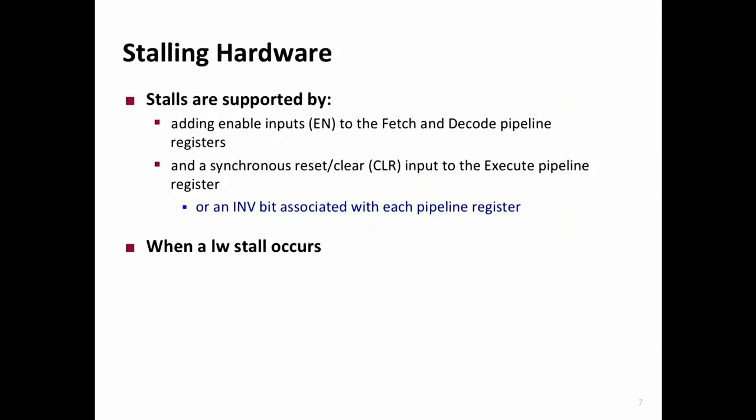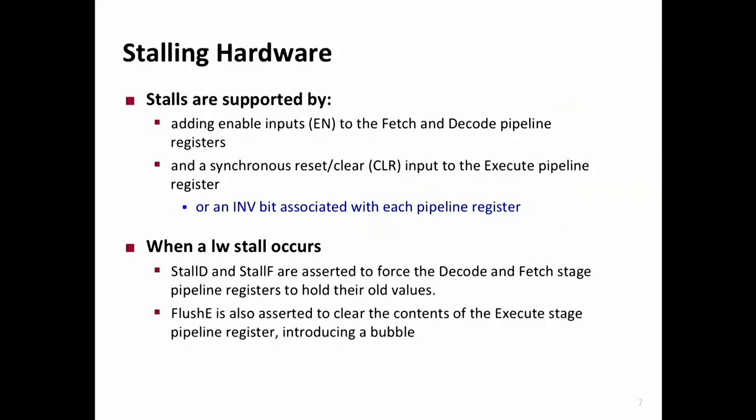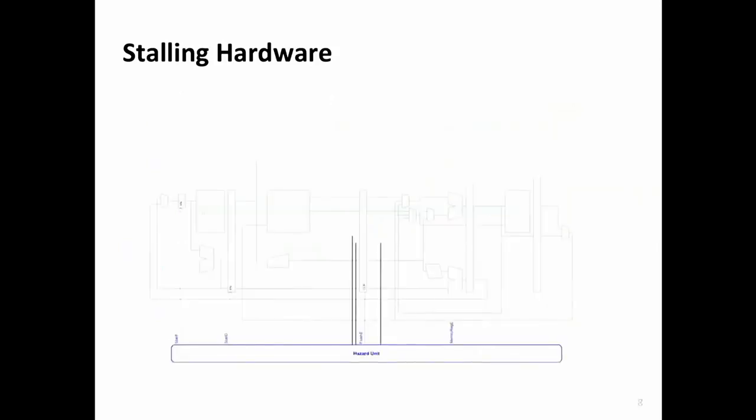Okay, so when a load stall occurs, you assert the stall decode and stall fetch signals to ensure that decode and fetch stage pipeline registers hold on to their values. They don't get overwritten. And you assert flush execute stage to clear the contents of the execute stage pipeline register, introducing a bubble.